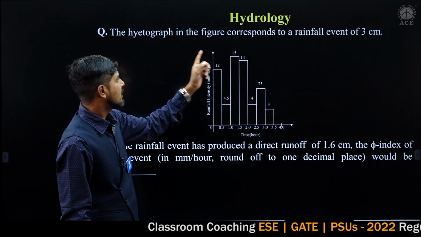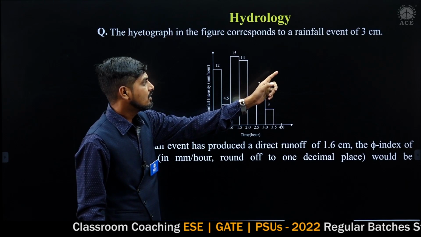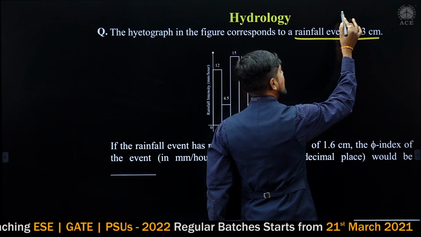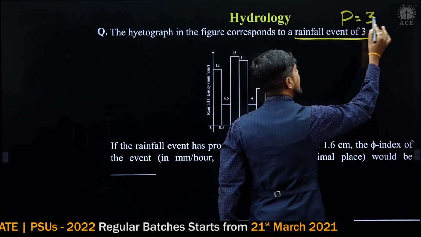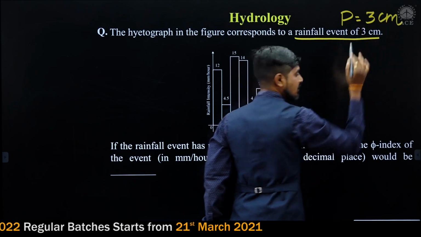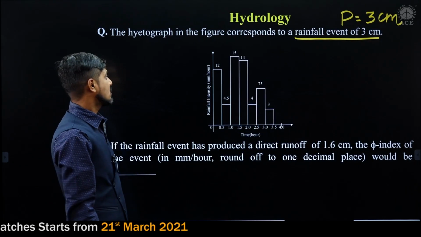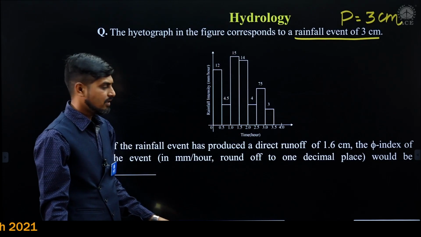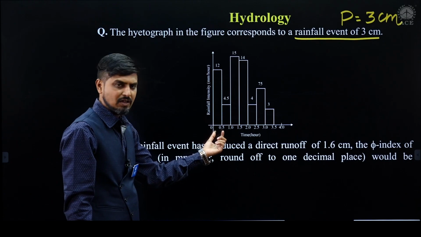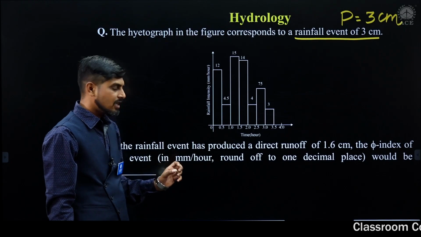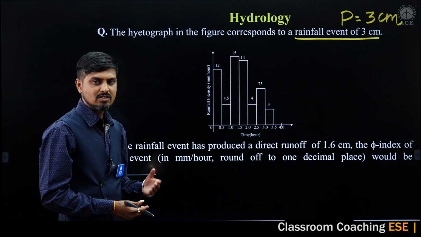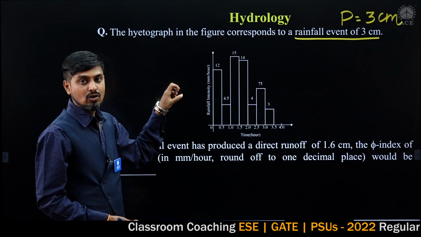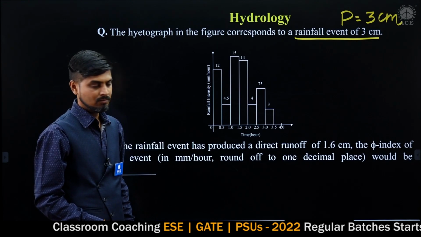The hydrograph in the figure corresponds to a rainfall event of 3 centimeter. So rainfall event of 3 centimeter means this is nothing but P value, 3 centimeter. Next, this is the hydrograph given. Intensities are marked everywhere. Each intensity is with respect to a half an hour time interval. So it means that after every half an hour, intensity of rainfall is changing. That is, this is a problem related to non-uniform rainfall.